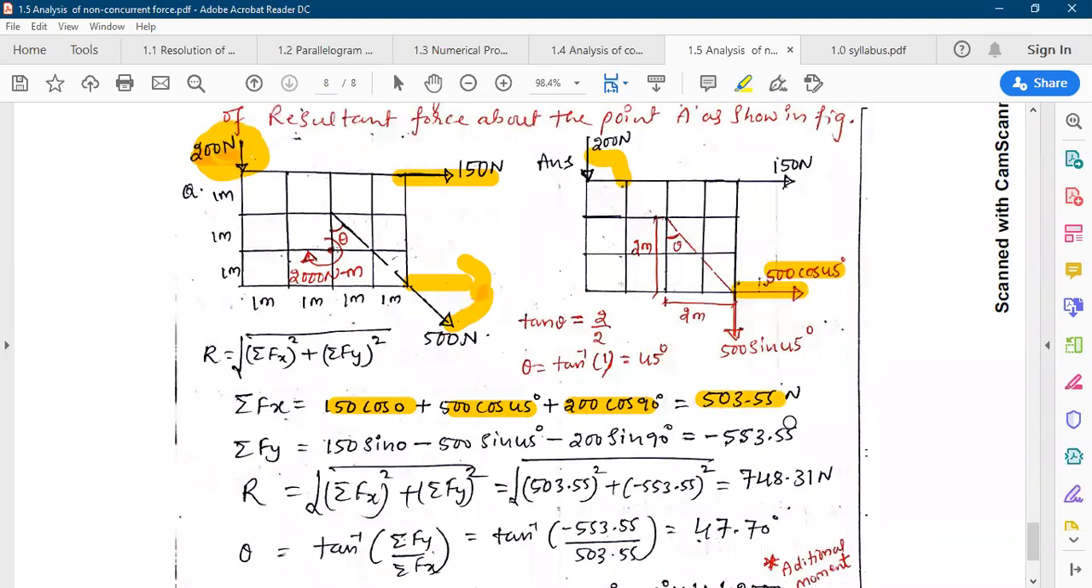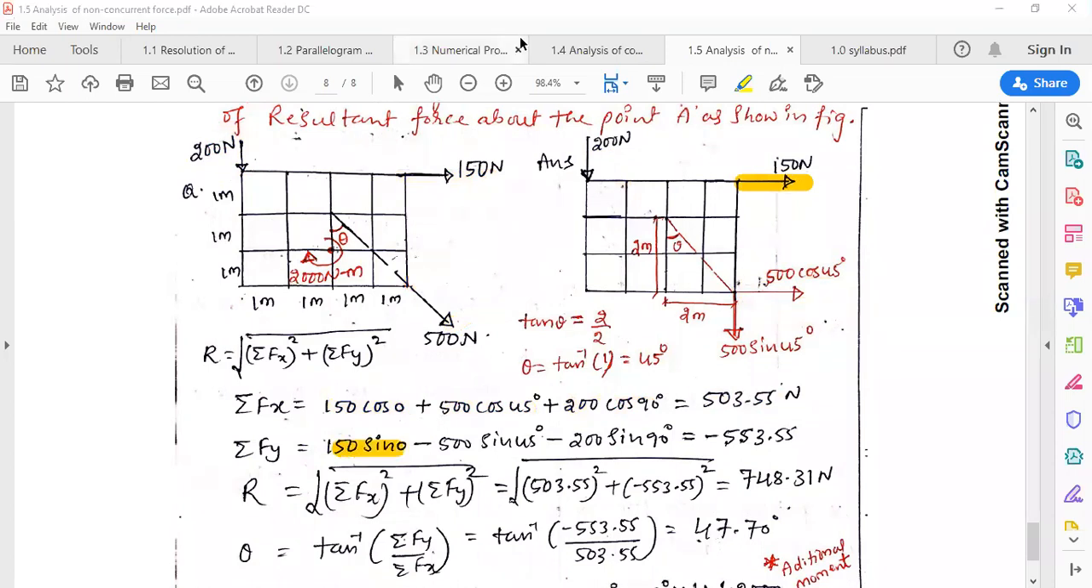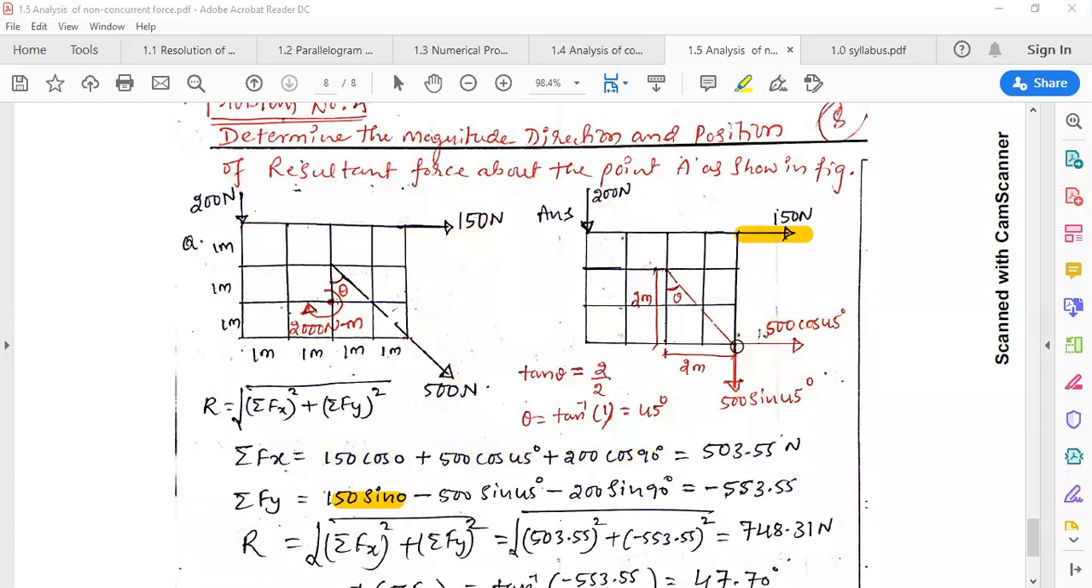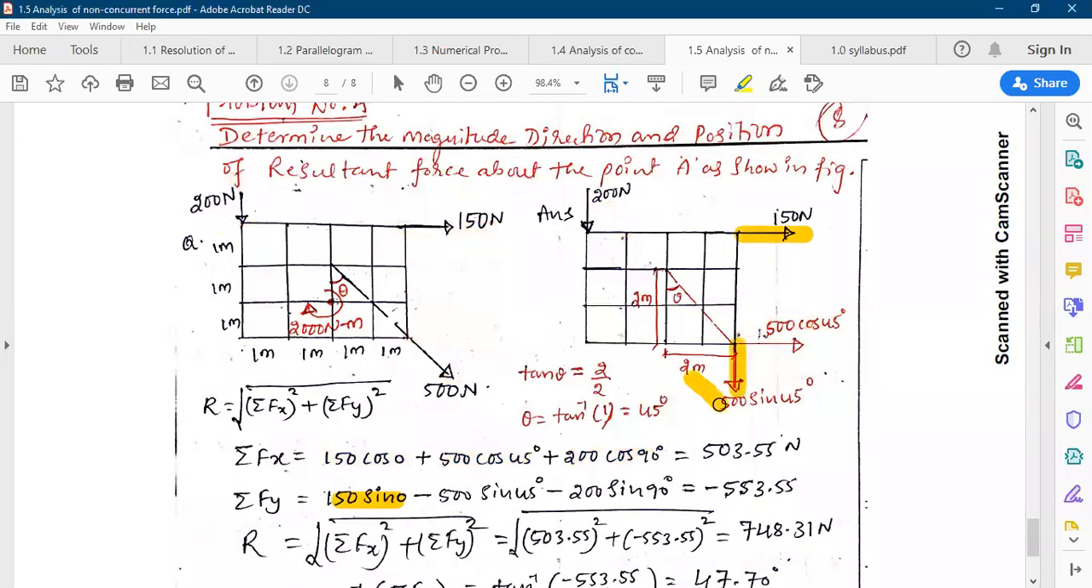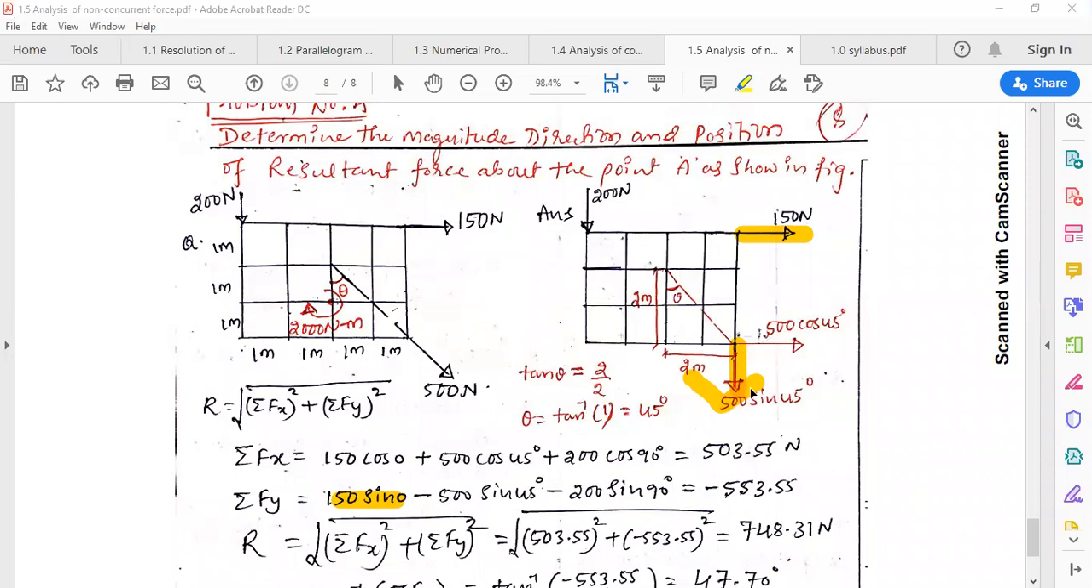Similarly, look at the y component of all forces. If this force is acting along the x direction, theta is 0, so 150 sin 0 is the y component. Similarly, this force is acting downwards at 500 sin 45. 500 sin 45 acting downwards, so that is why it is taken as minus. Right, 500 sin 45 acting downwards, it is taken as minus.